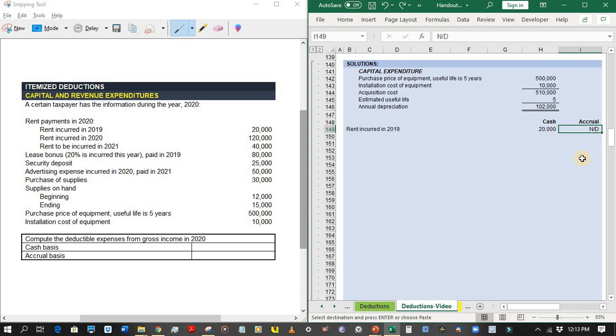Next is the rental payment in 2020 for rent incurred in 2020. There is no problem with this payment because this is both paid and incurred in 2020. So under both cash and accrual method, this is deductible. Then for 40,000 pesos, which is to be incurred in 2021, this is a prepayment. For both cash and accrual, they are similar in treatment. It will be deductible only when incurred. That is why the 40,000 pesos, under both cash basis and accrual basis, is non-deductible.